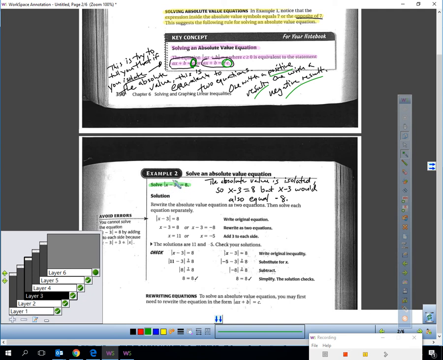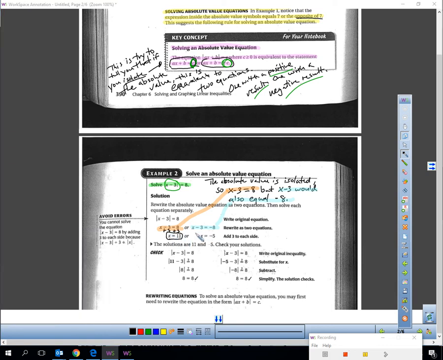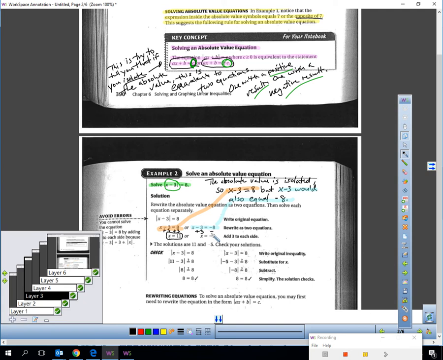Remember, absolute values always have two solutions. So whatever this works out to in here, it has to work out to +8 or -8. Look at what I did. I wrote two equations, x minus 3 equals 8, but I also wrote x minus 3 equals -8. Now I can quickly solve each. For this equation, I'll add 3 to each side, and I get x equals 11. And for this equation, I'll add 3 to each side, and x equals -5.